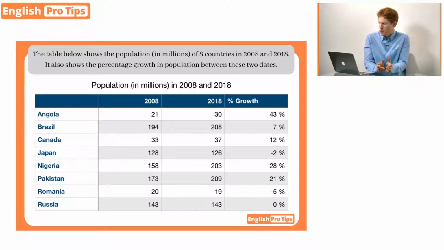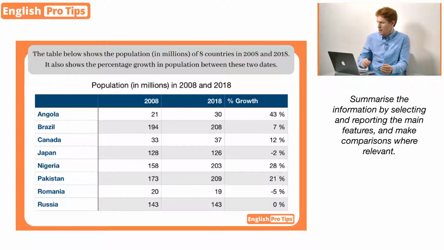It's an academic task 1 question, and the rubric says, the table below shows the population in millions of 8 countries in 2008 and 2018. It also shows the percentage of growth in population between these two dates. And as always, the question would say, summarize the information by selecting and reporting the main features and make comparisons where relevant. So the first thing we would do is spend 2 to 4 minutes analyzing the graphic, and that's what we're going to do now.